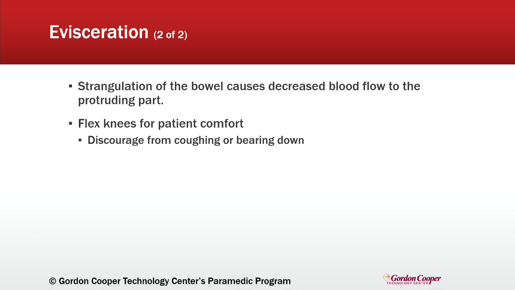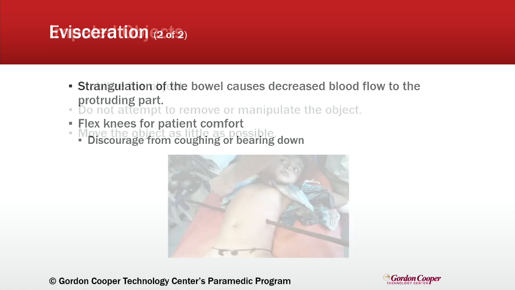When the abdominal wall cuts off blood flow to the protruding bowel, it is called strangulation. And early symptoms are going to include localized pain, maybe some nausea or vomiting. Peritonitis can also occur if the bowel is leaking into the abdominal cavity, and the patients may feel more comfortable with their knees bent. You should discourage the patient from coughing or bearing down, and consider providing pain relief when necessary and with consultation from medical control.